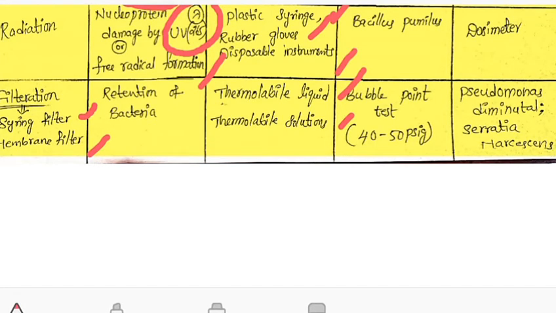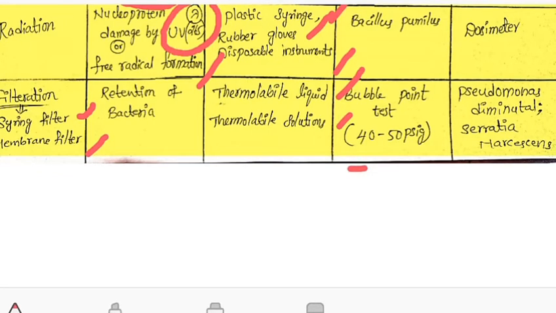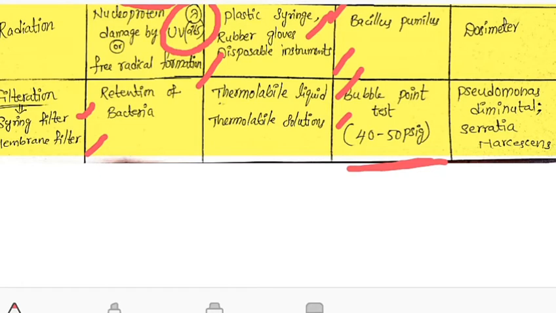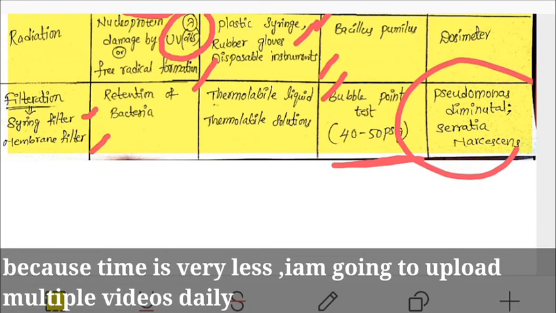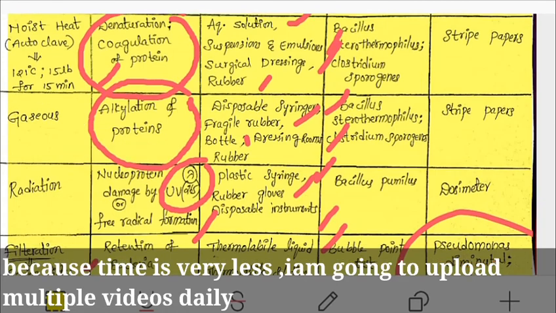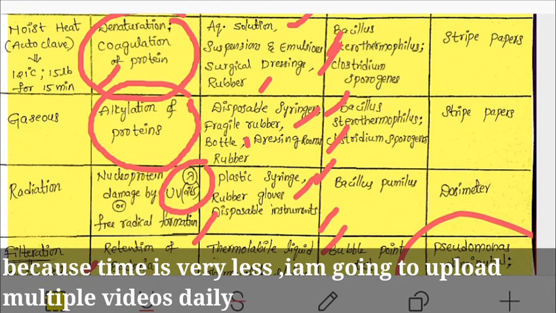And thermolabile liquids or solutions are the ones that are filtered, and the bubble point test is performed, and the pressure is very important for the bubble point test, that's why I have given it here. And these are some of the chemical indicators. For the sterilization process, this table is enough. If you want, you can add some more points to this table only.